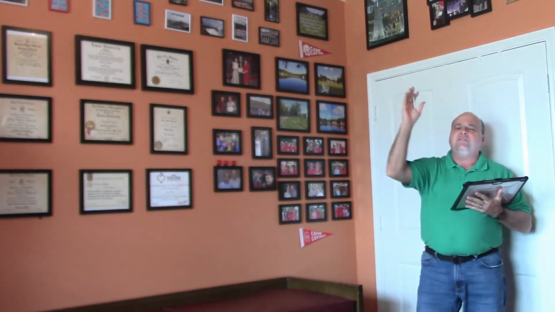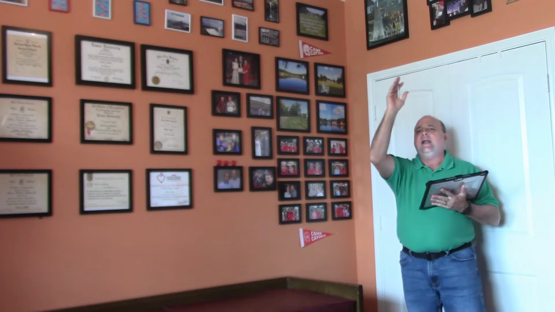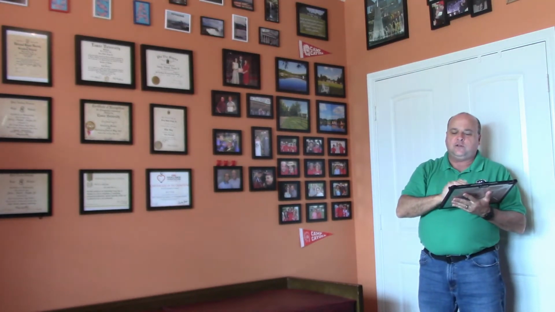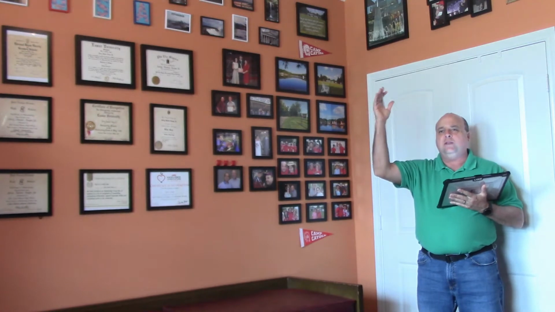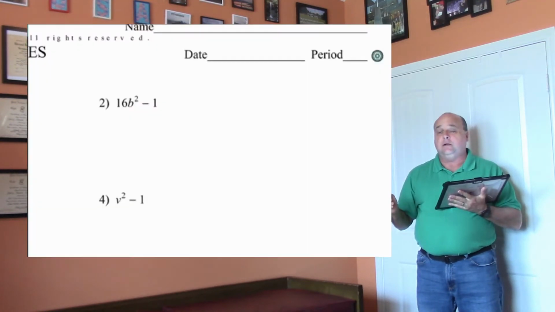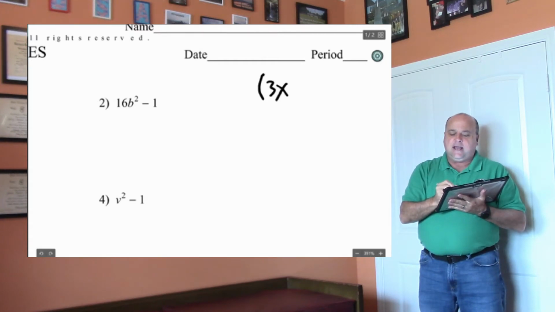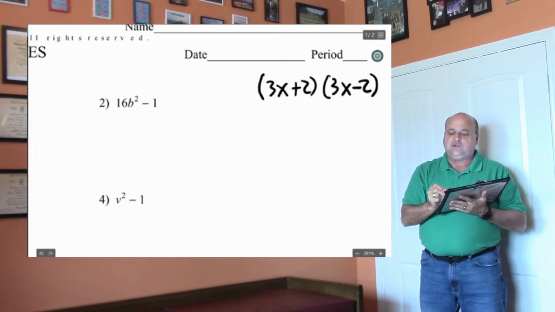Always believe house. Today we're going to continue factoring. We're going to factor special cases, and I'm going to show you what that means, okay? So let's go over here to the right, and we're going to write down what the special cases actually mean, okay? For instance, let's do 3x plus 2 times 3x minus 2.